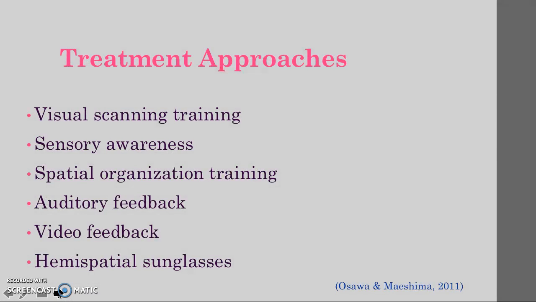So what do we do about this? Treatment approaches include visual scanning training, so actively and consciously paying attention to stimuli on the affected side, usually just by starting a few degrees past midline and going out from there. So tasks can include mazes, mealtime activities, and reading tasks. Sensory awareness, this can be tactile stimulation in order to increase the awareness of the neglected side. Spatial organization training, auditory feedback, and video feedback. And then hemispatial sunglasses, which, if I understand correctly, shades the unneglected side to draw attention to the neglected side.